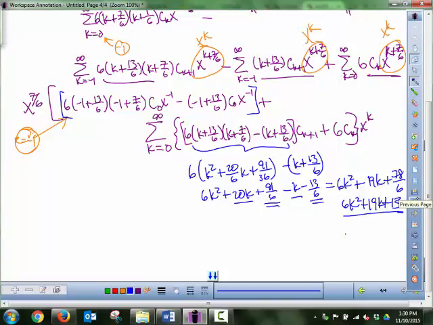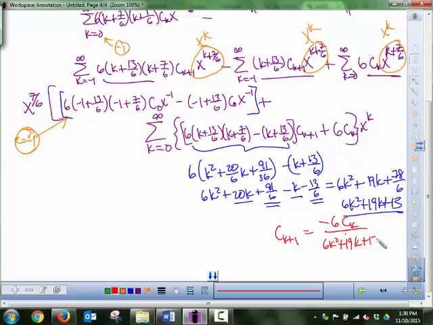So that's it. We set this whole thing inside of the curly brackets equal to 0. We're going to get a relationship where we get to solve for c sub k plus 1 is equal to negative 6 c sub k divided by this whole thing that we just worked out, which is 6k squared plus 19k plus 13. That's your relationship for k.